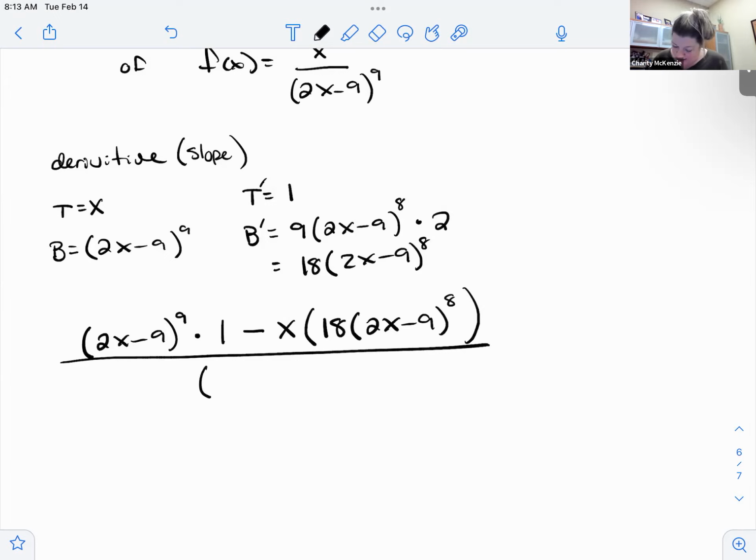So the bottom is 2x minus 9 to the ninth, and I need to square that. Oh my goodness, that's super pretty. Okay, just kidding. I don't really want to simplify that, and neither do you. So let's not, because what are we really going to do when we're doing a tangent line? We're going to put a value in there. So this is the derivative, just so we remember what that is.